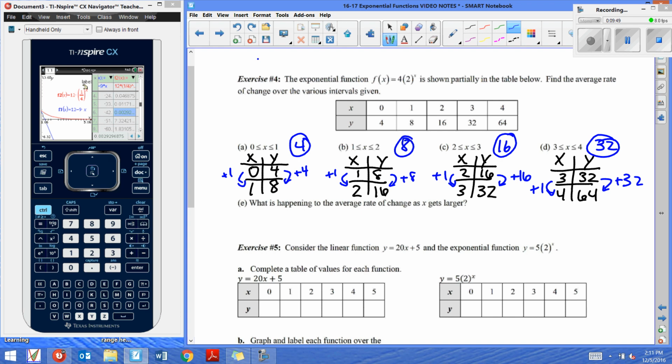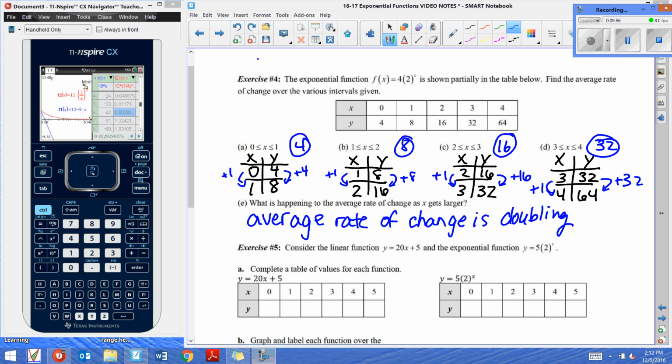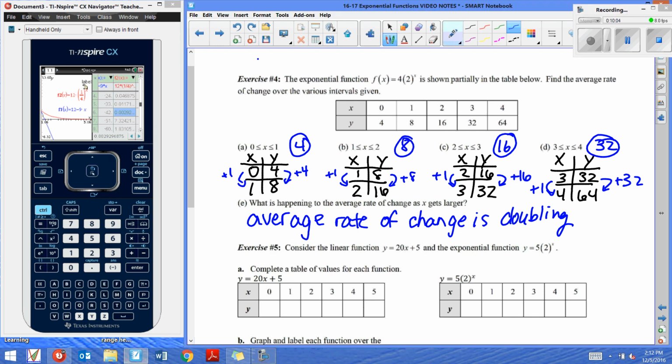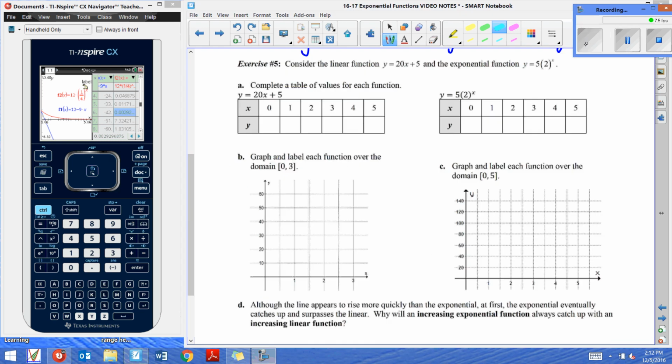So what is happening as x gets larger? My average rate of change is also getting larger in part E. And an even better way to write this is to say that the average rate of change is doubling, which should not come as a shock to any of us because, oh my goodness, look at this amazing connection. I can't even believe it. There's my multiplier, and the average rate of change is also doubling. We're not looking at a linear function. This is exponential.